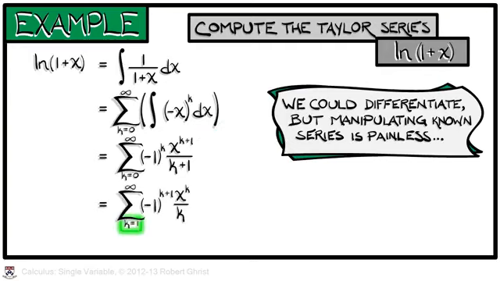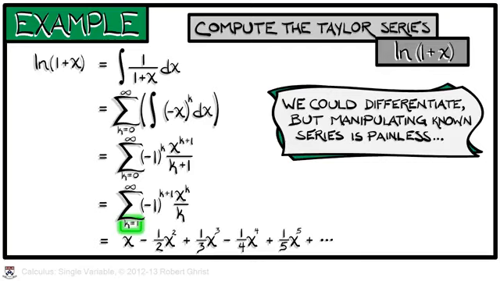As the sum, k goes from 1 to infinity, of -1 to the k plus 1 times x to the k over k. That is perhaps more easily remembered as x minus x squared over 2 plus x cubed over 3, etc. Notice there are no factorials here. This is x to the k over k.